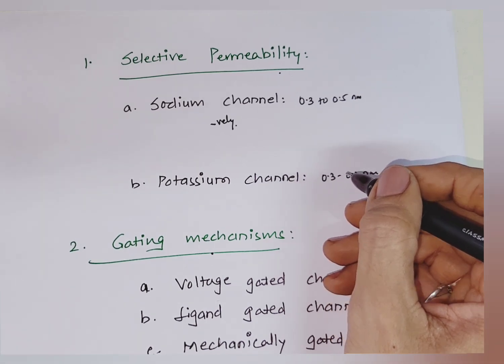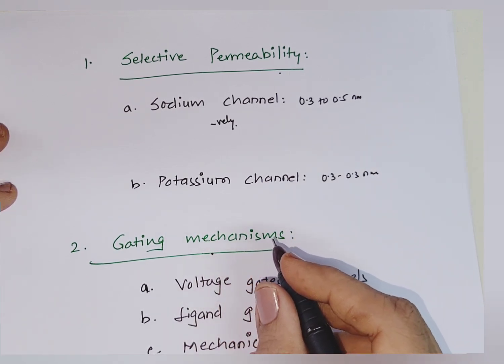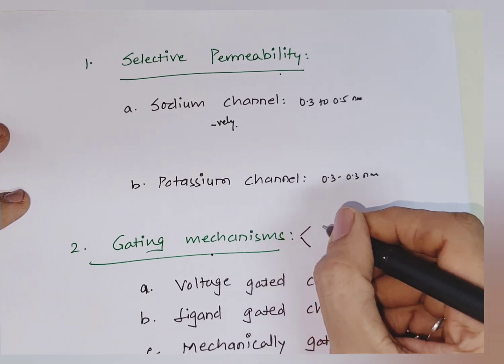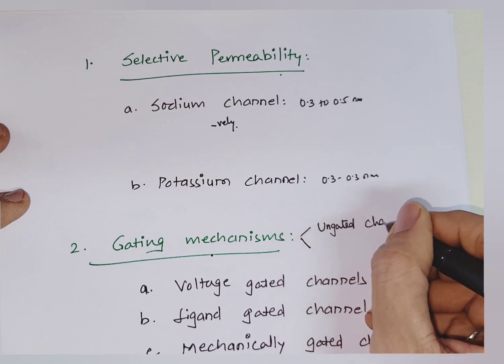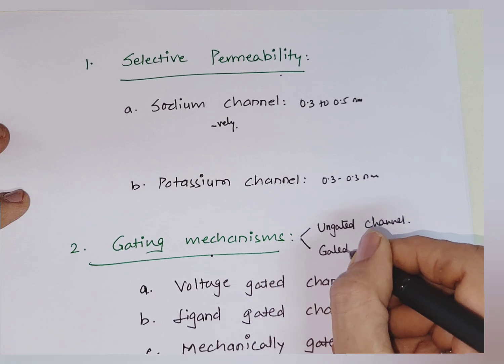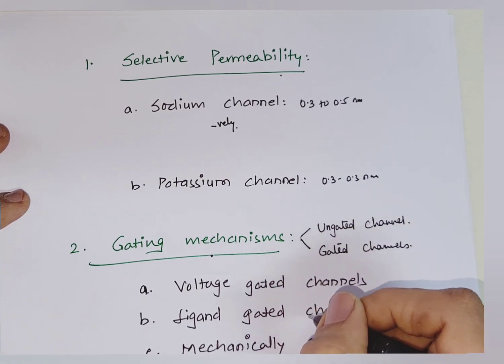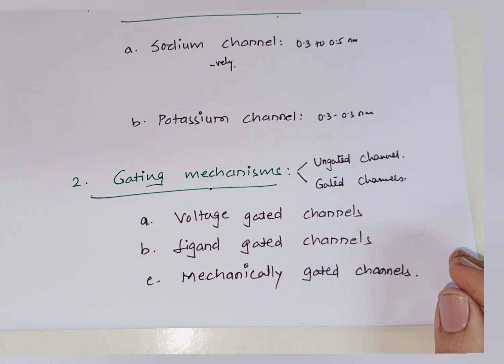Second is the gating mechanism, which is important for regulating the permeability of the channel. When the gates are closed, substances will not pass. According to the gating mechanism, channels are of two types. Number one is ungated channels, which have no gates and are continuously open or continuously closed. Second are gated channels, which are again of three types: voltage gated channels, ligand gated channels, and mechanically gated channels.